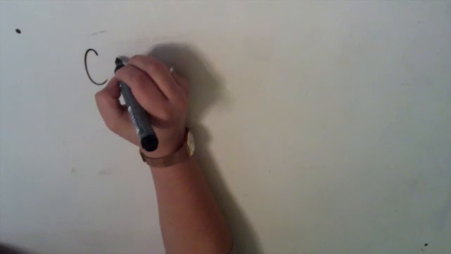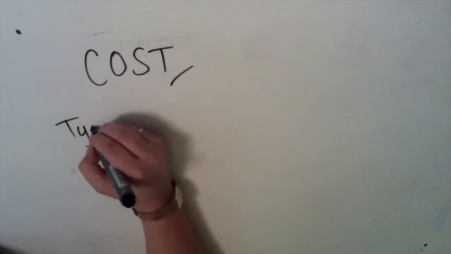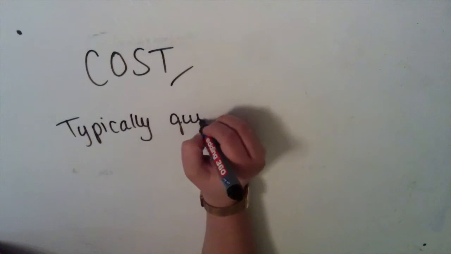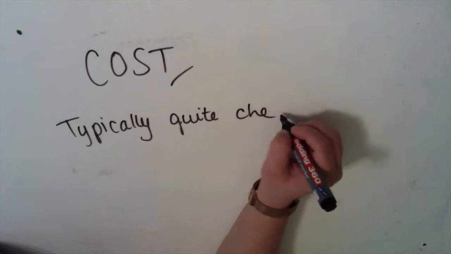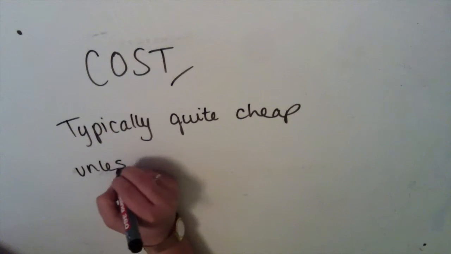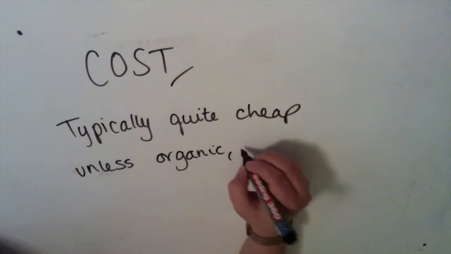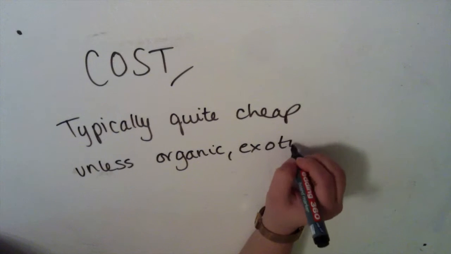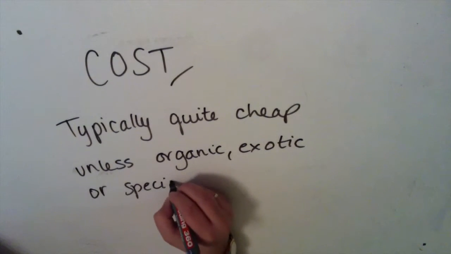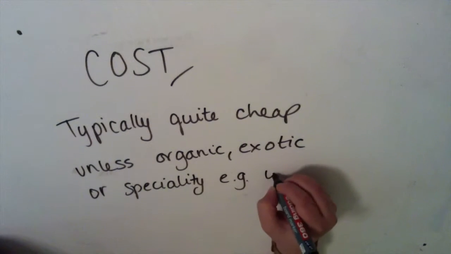The next thing I'm going to cover is the cost of fruits and vegetables. Now, being very general, fruits and vegetables are really cheap. They aren't very much money, and you can get quite a lot of fruits or vegetables for your money, so weight-wise they can be really, really cheap. The only types of fruits and vegetables that can be more expensive are things that are organic, exotic or speciality. So the other day in Waitrose they were selling some yellow carrots instead of orange carrots, and they were much more expensive than the standard ones.